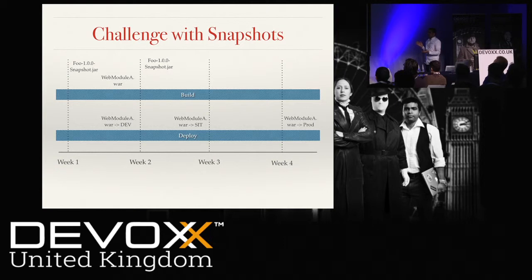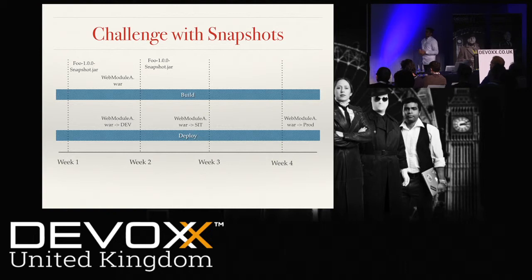Let's look at this 4-week cycle, whereby in week 1, for a common web module, which is foo jar in this case, a snapshot build was done. A 100 snapshot jar was produced. In the same week, a web module A, which was using foo jar snapshot, was built, and that resulted in a war file. Now, at this point of time, at the end of week 1, we are relatively confident that if we need to know which is the source code version that has been used to build foo jar, then that is going to be the latest version in the version control system.